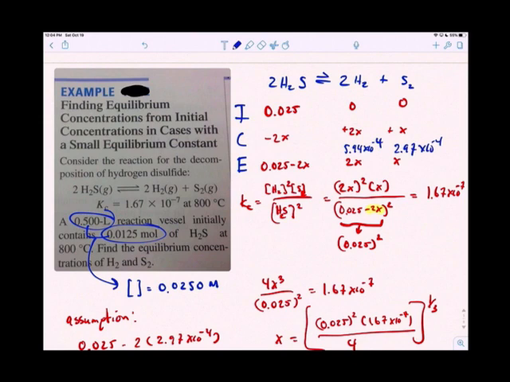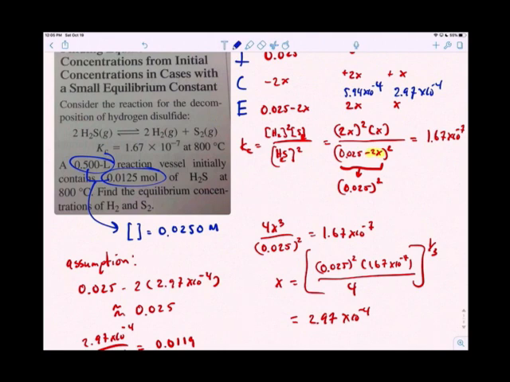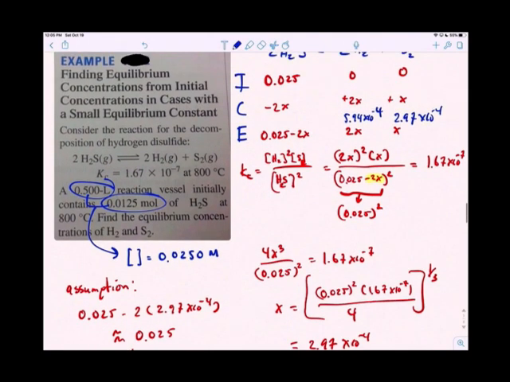We set up our equilibrium constant as products over reactants raised to their coefficients, or hydrogen squared times sulfur divided by hydrogen sulfide squared. So that's, I'm going to stop calling it extent of reaction, 2x squared times x, all over 0.025 minus 2x. Since the reaction does not proceed very far, we can ignore the 2x on the bottom relative to that number. So with the x is small approximation, we can approximate that there, which makes our math much easier, and we get x equals 2.97 times 10 to the minus 4. And then we can calculate back the equilibrium values.